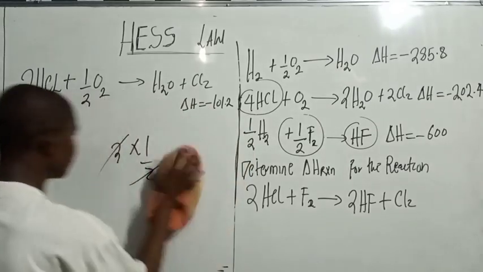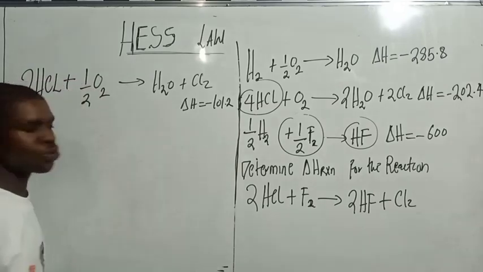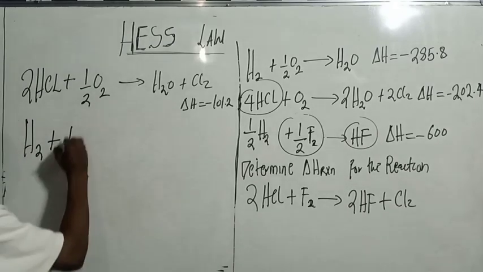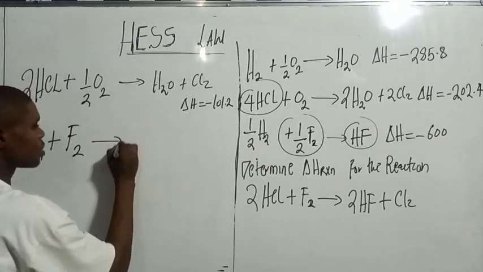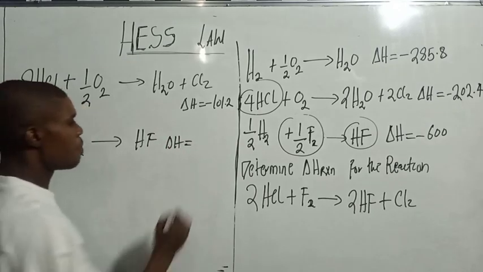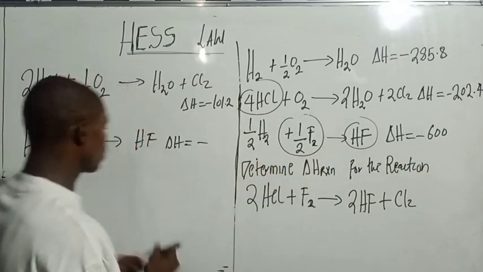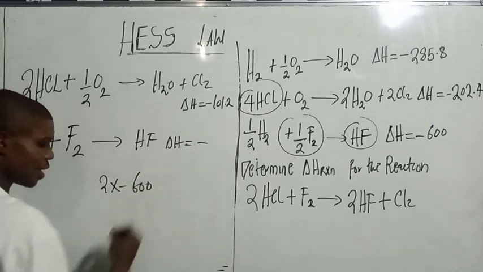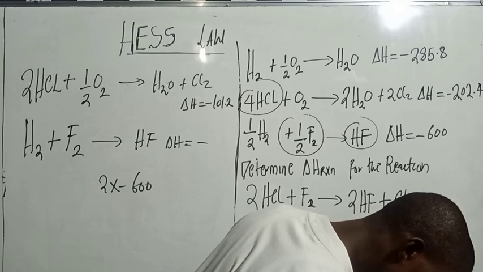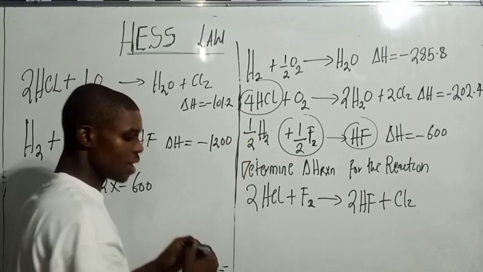So what I'm going to do now, I will multiply here by 2. If I multiply by 2, half times 2 is 1. So it's going to be H2 plus F2, right? There we have 2HF, right? Then remember I multiply by 2, so 2 times minus 600. Here we have minus 1200. Do you see that?